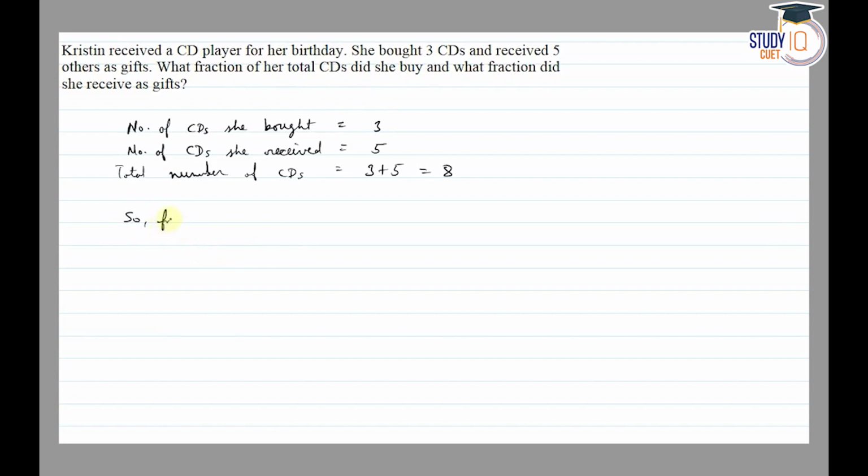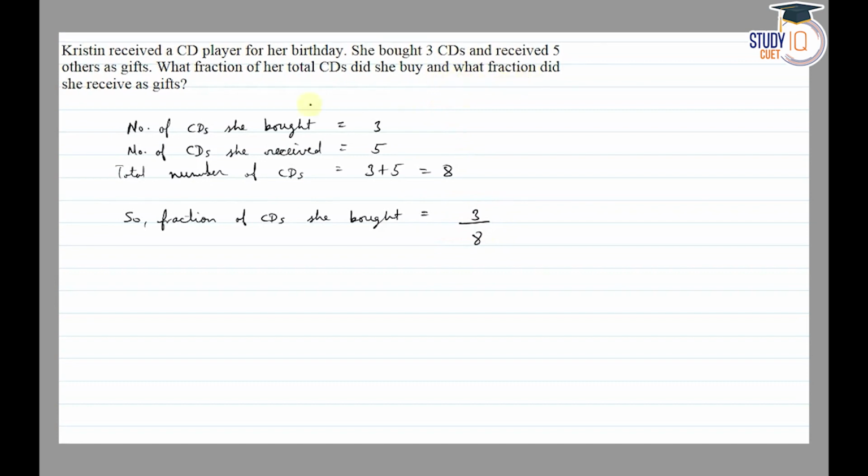So fraction of CDs she bought. So total CDs है हमारे पास 8 and she bought 3 of them. So required fraction is 3 by 8.